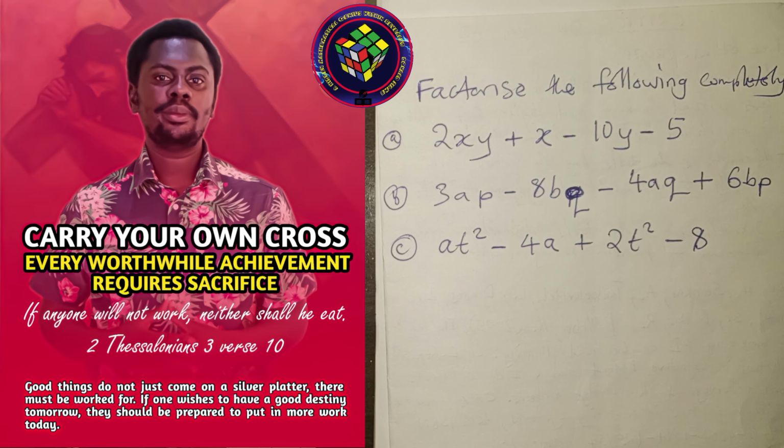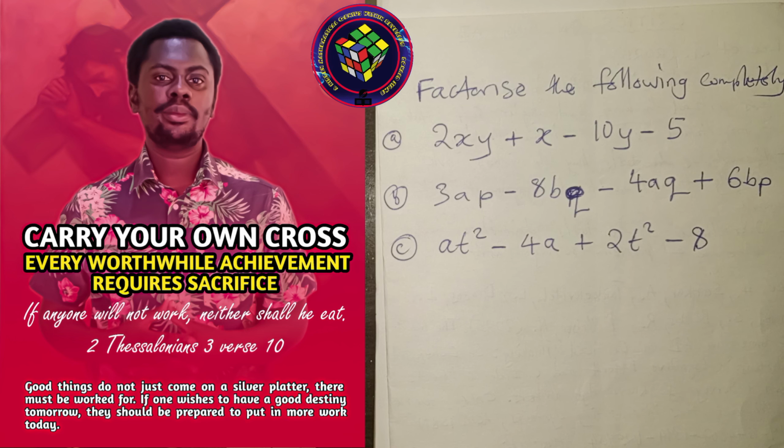Today, I want us to continue on factorization and we'll do grouping terms. We have the following questions. Factorize the following completely. The first one is 2xy plus x minus 10y minus 5.